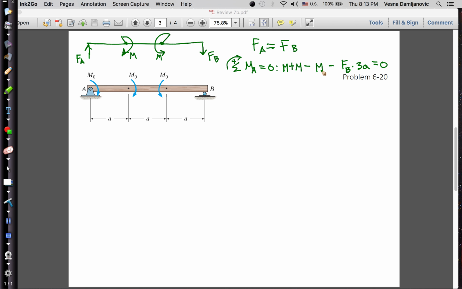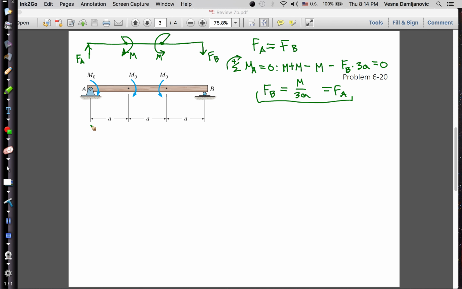But 2M minus M is M is equal to FB times 3A. So my FB is going to be equal to M over 3A. So now we know what FB is, and that's also equal to FA. And these are our supports. Okay? So each support has a force equal to M over 3A, which we kind of could have guessed. All right, so now what's the next step?